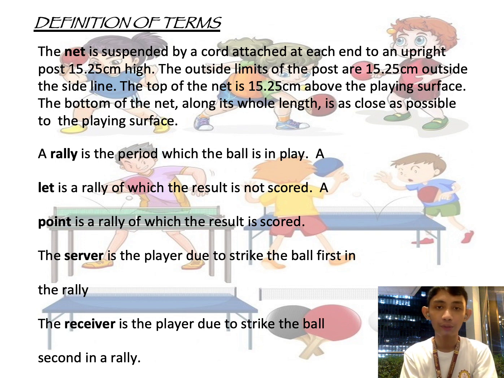A rally is the period in which the ball is in play. A let is a rally of which the result is not scored. A point is a rally of which the result is scored. The server is the player due to strike the ball first in the rally. The receiver is the player due to strike the ball second in a rally.